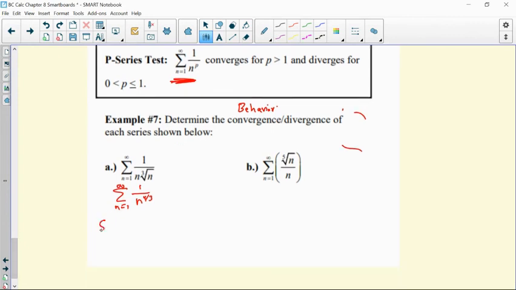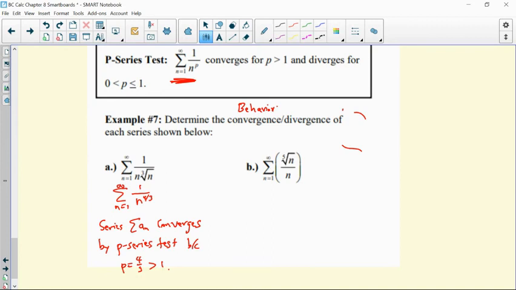So I would say the series a sub n converges. Now we don't know what it converges to, but we just know the behavior: converges by p-series test. And then you have to have some kind of rationale or justification. How'd you know? Because your p is equal to 4/3, which is greater than 1. So that's a perfect statement. The series converges by the p-series test because your p, your power, is greater than 1.